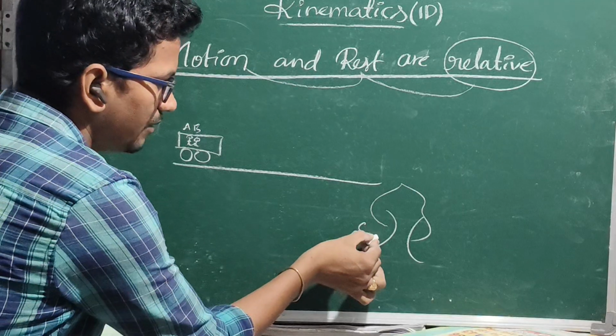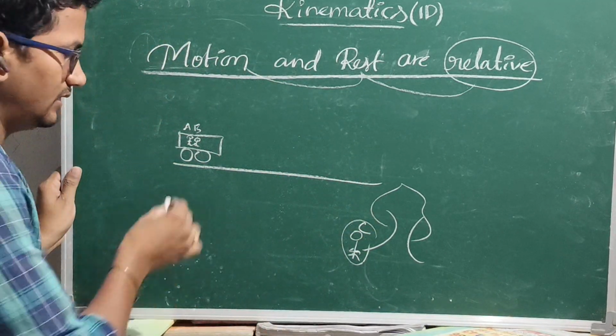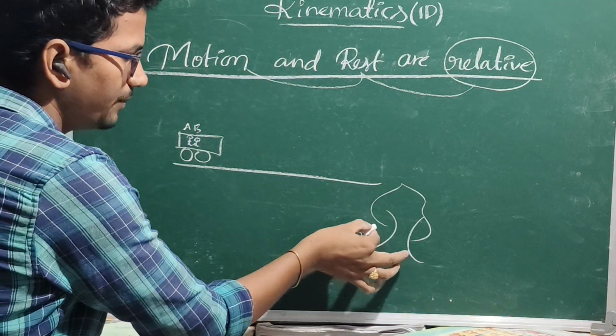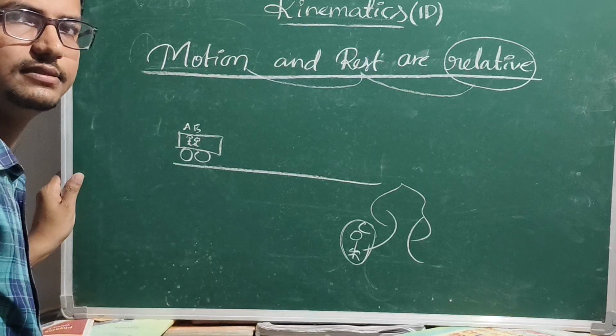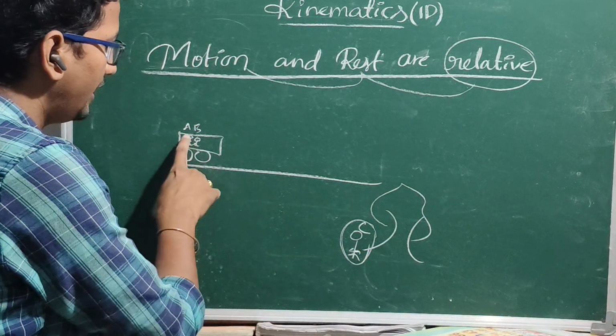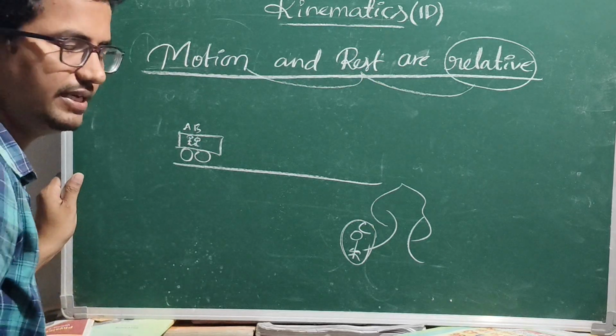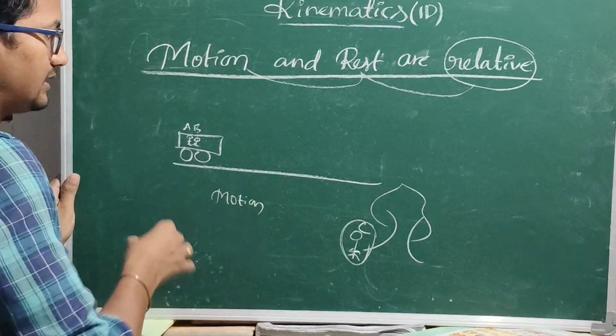First, compared to person C, while the bus is moving on the road, a person is observing persons A and B. What is their position? By comparing this position, with respect to person C, A and B are in motion. One condition has been completed. Next case.